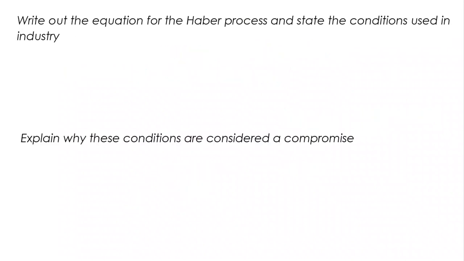Still on recap of ammonia, what's the equation for the Haber process? What are the conditions? Why are they considered a compromise? Well, to make ammonia, we use nitrogen and we use hydrogen. We also have to remember that this is a reversible reaction. It's one of the most common reactions that we consider when answering questions about equilibrium. So we've got our reversible symbol there.